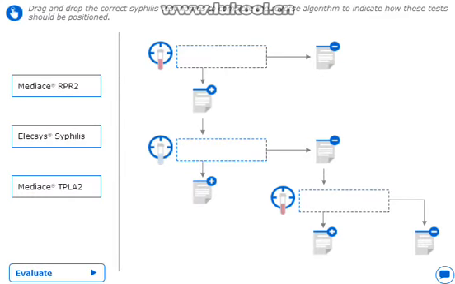A laboratory is using the reverse algorithm to test a patient sample for suspected syphilis. Roche is the only company who can deliver a complete solution within a single integrated workflow. Using your knowledge, identify in which order they should use each Roche test by dragging and dropping your answer to indicate how the tests should be positioned.